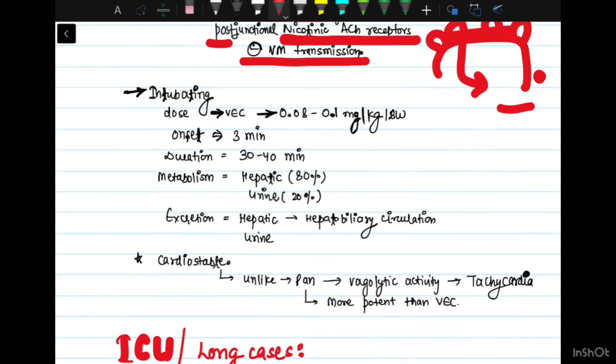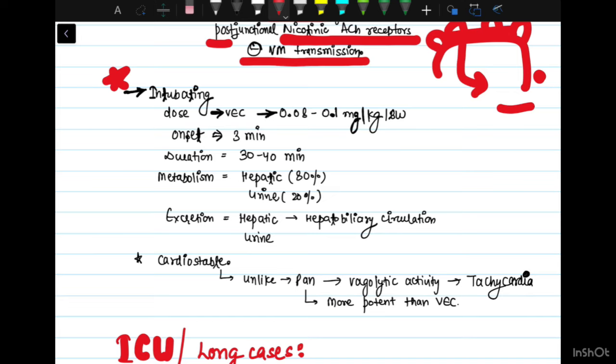Vecuronium, we mostly use prior to the intubation of normal patients, because this is the most widely available drug and quite cheap. So we are using it quite often, and also the duration of action is much longer as compared to succinylcholine and atracurium. That is why we need not repeat it as frequently as the other drugs. This is the reason why we are using vecuronium nowadays in our OT most frequently.